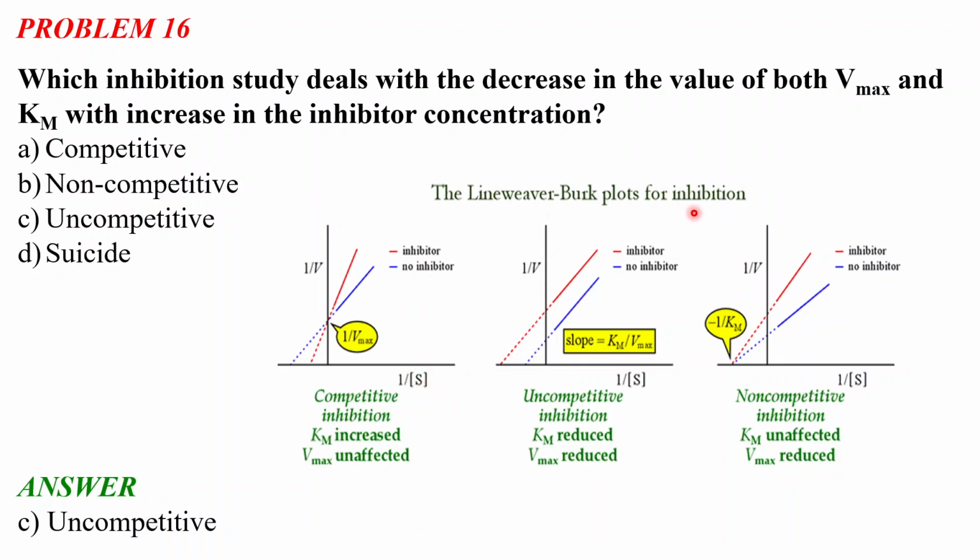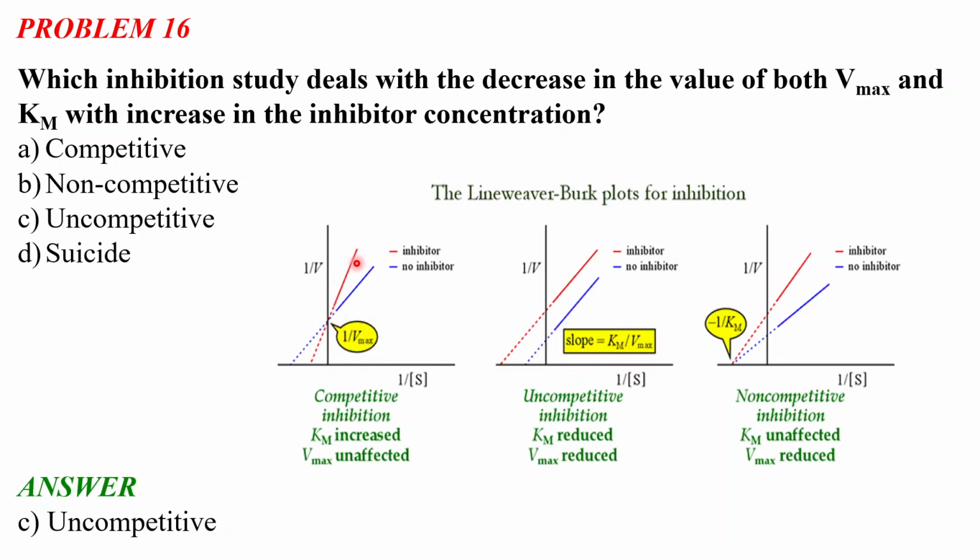So this is the Lineweaver-Burk plot for the inhibition. This is for the competitive inhibition, this is for the uncompetitive inhibition, and this is for the non-competitive inhibition. In case of the competitive inhibition, Km increases. In case of the Lineweaver-Burk plot, what is the slope and intercept? The slope value is Km by Vmax, and the intercept is 1 by Vmax.